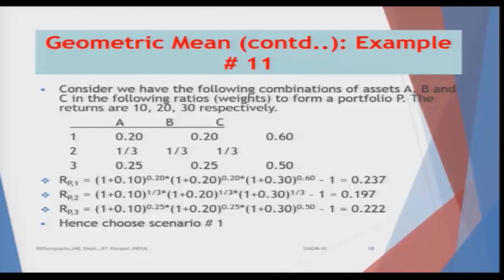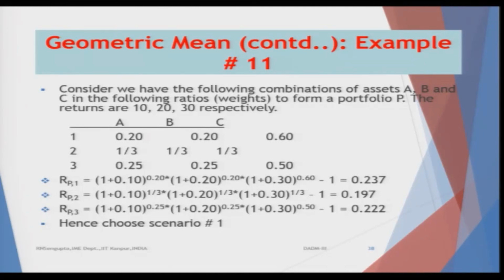So, consider the following combination of assets A, B and C in the following ratios. These are the weights. The corresponding returns are given, and these are, for A, 0.2, 1/3, 0.25 in the first, second, third decision. For B, it is 0.2, 1/3, 0.25 in the first, second, third decision. Similarly, for C, it is 0.6, 1/3 and 0.5 for the third decision.